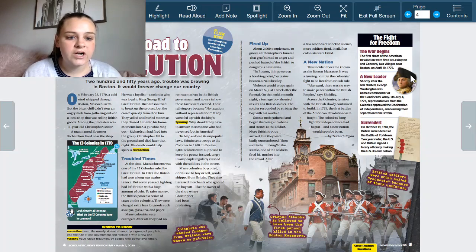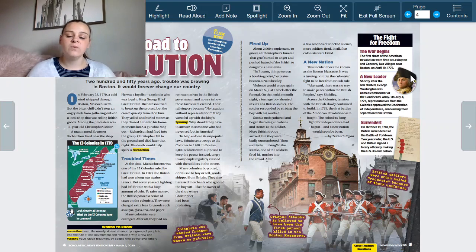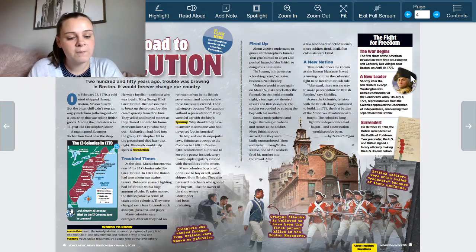A new leader. Shortly after the war started, George Washington was named commander of the Continental Army. On July 4th, 1776, also the day that we became the United States of America, representatives from the colonies approved the Declaration of Independence. So that was the document that they created to say, we're done with you, Britain. We're our own country now.